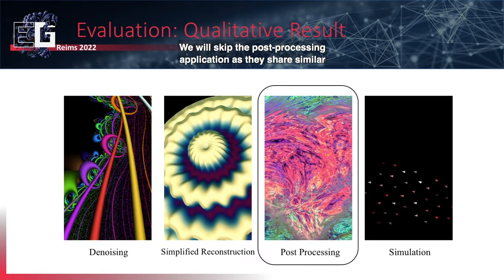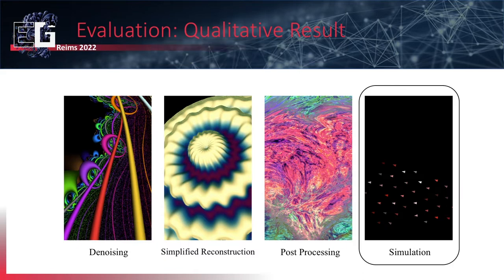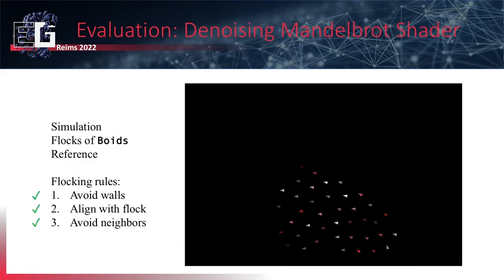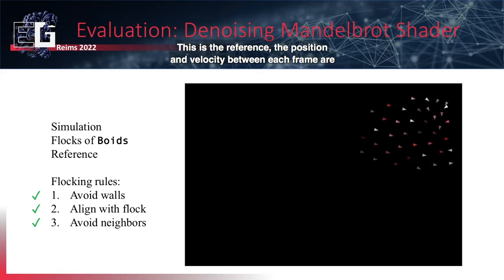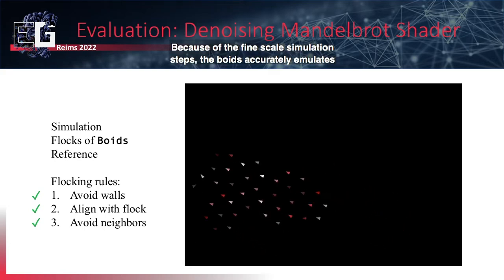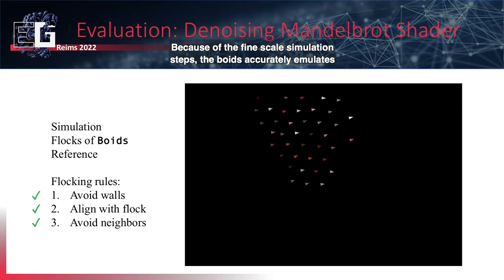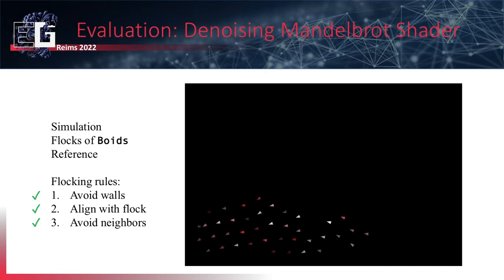We will skip the post-processing application as they share similar properties as the denoising and the simplified application. And we now demonstrate an example on simulation for flocking of boids. This is the reference. The position and velocity between each frame are updated by 20 simulation passes. Because of the fine-scale simulation steps, the boids accurately emulate the flocking behavior of birds.